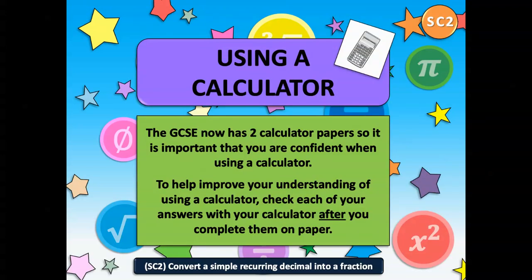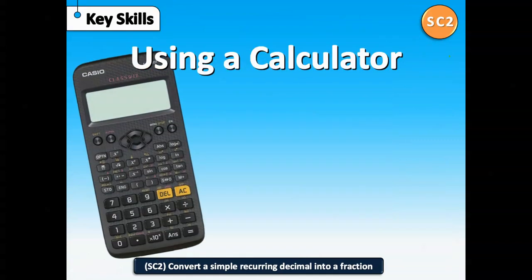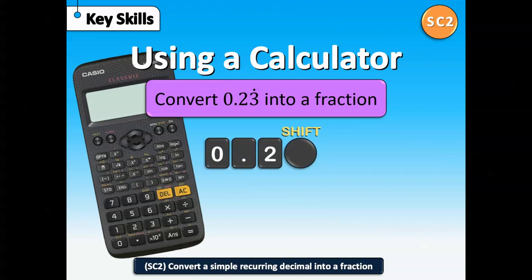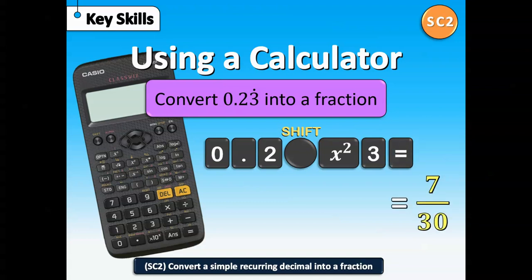We can also do this using a calculator. So if we want to convert 0.23 recurring into a fraction, we type in 0.2, then we press Shift and the x squared button, and then 3, and that will make the 3 recurring. We then press equals, and we should get the answer 7 over 30.